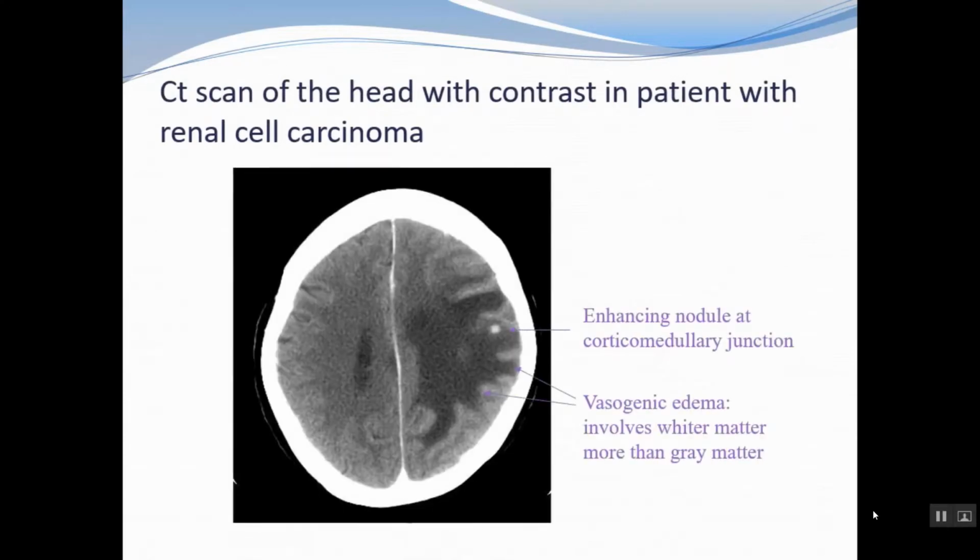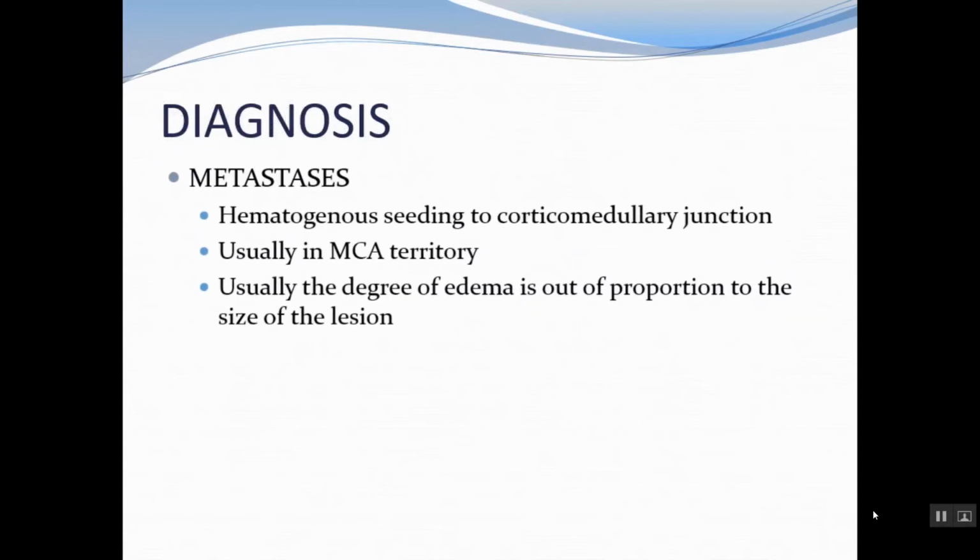CT scan of the head with contrast in a patient with renal cell carcinoma. There is a small enhancing nodule at the corticomedullary junction with extensive vasogenic edema involving the white and gray matter, the white more than the gray matter. So the nodule is very small and the edema is very extensive. This is characteristic of metastasis. Metastasis is homogeneous seeding to the corticomedullary junction, usually in the middle cerebral artery territory. Usually the degree of edema is out of proportion to the size of the lesion.